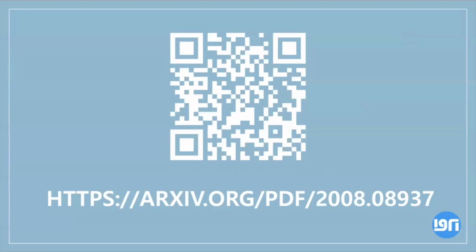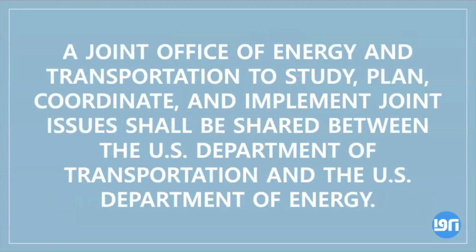To give an example of what coding with the IG script looks like, let's look at an example institutional statement and code it according to all three levels of expressiveness. Consider the following statement. A joint office of energy and transportation to study, plan, coordinate, and implement joint issues shall be shared between the U.S. Department of Transportation and the U.S. Department of Energy. The first thing to note about this statement is that it's a constitutive statement. We know this because it's constituting a new entity, the Joint Office of Energy and Transportation, in the institutional domain.